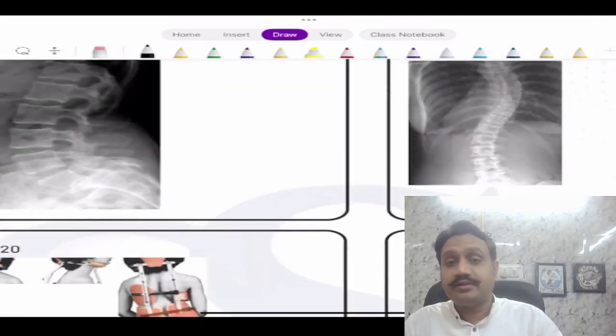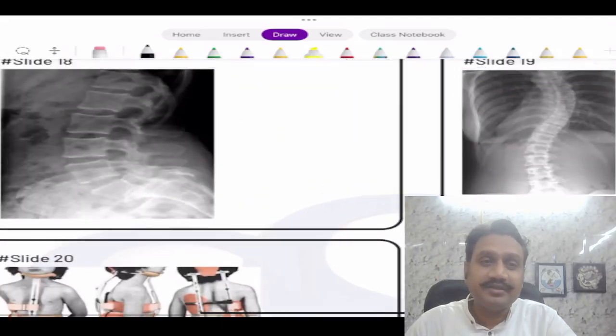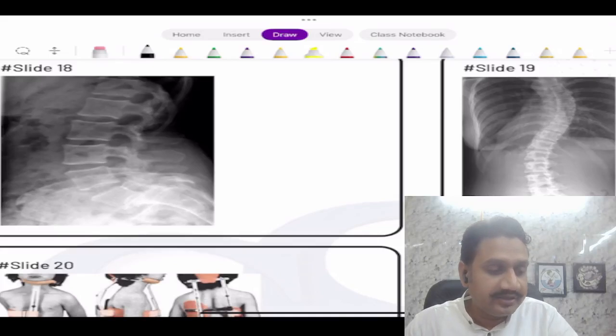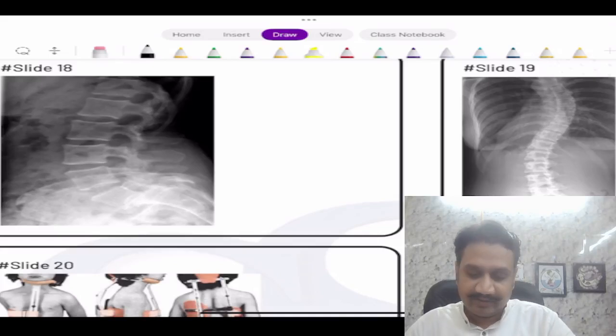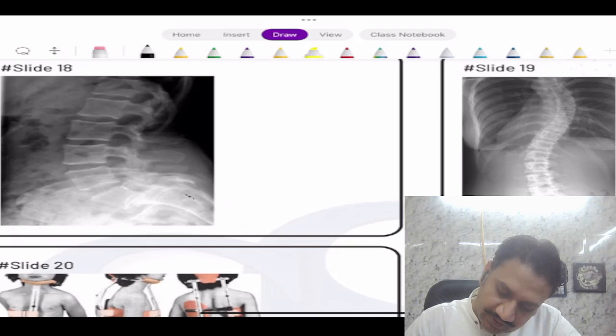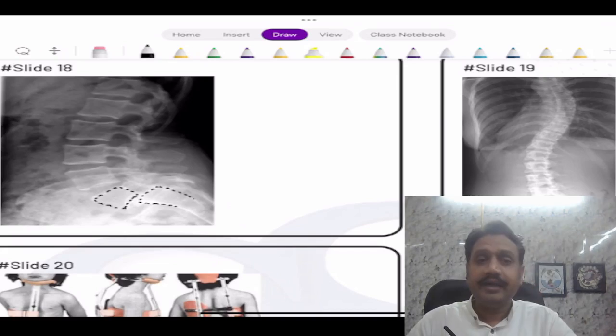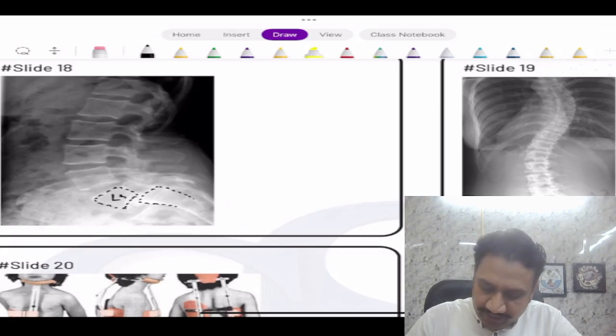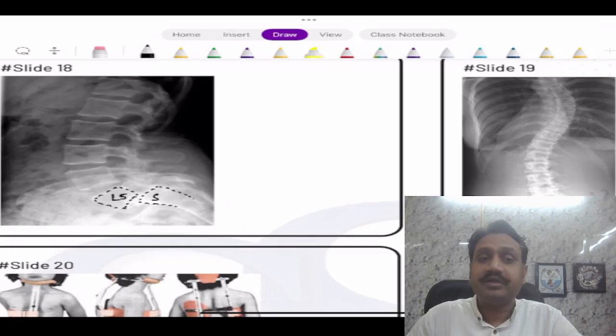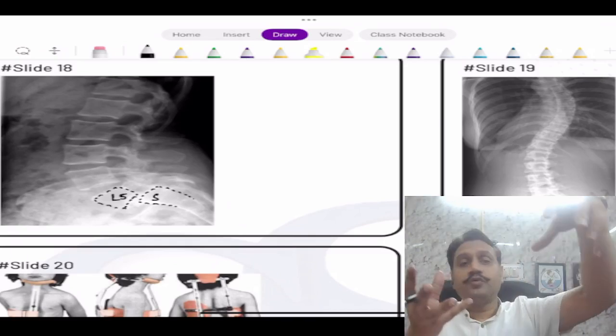Very, very important image. You have to identify what the pathology is here. Can somebody say what the pathology is? You can see the sacrum, and then you can see the vertebra, right? This is the L5 body and this is the sacrum. And what is happening here? The L5 has moved over the sacrum.